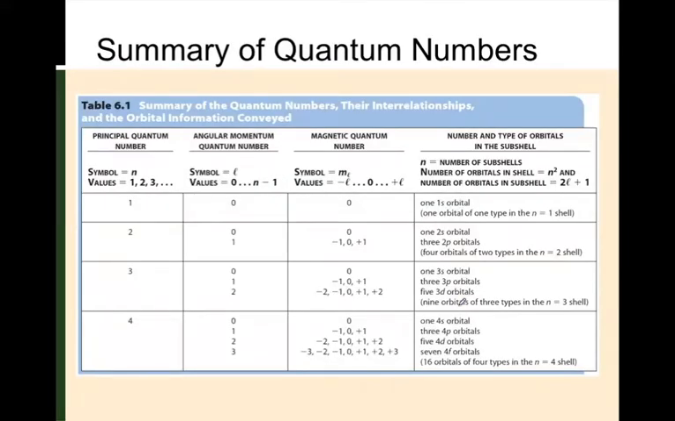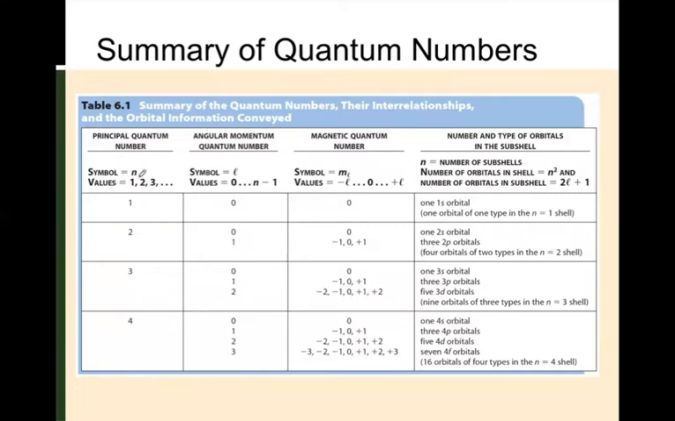But the MS values are not included in this figure or this table because it doesn't really change based on N or L or ML. They can only have one of 2 values, and it doesn't matter which orbital you're in. MS is either plus a half or minus a half.